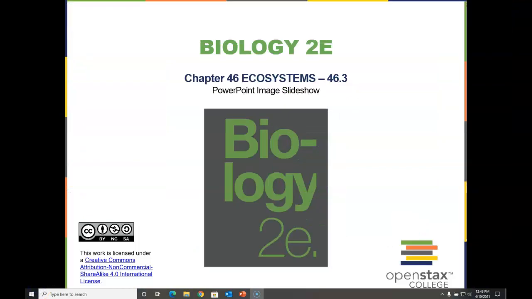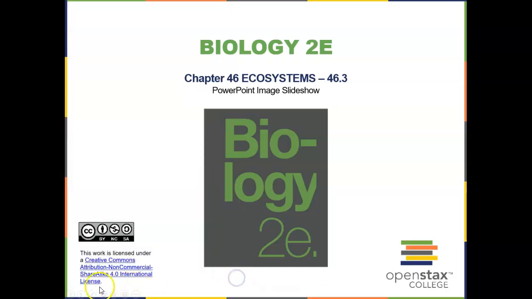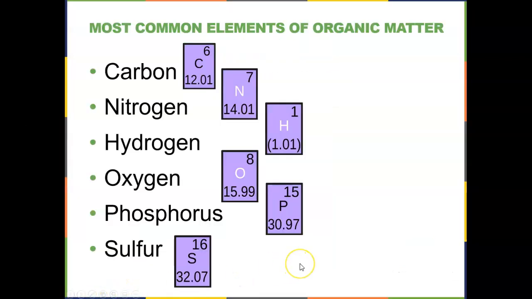Chapter 46, the remainder of this chapter on ecosystems, looking particularly at section 46.3. Now, we've talked about how the living things interact within the ecosystem. Now we're going to look at some of the non-living matter which cycles through various components of the ecosystem.